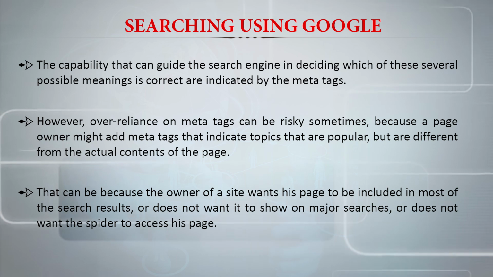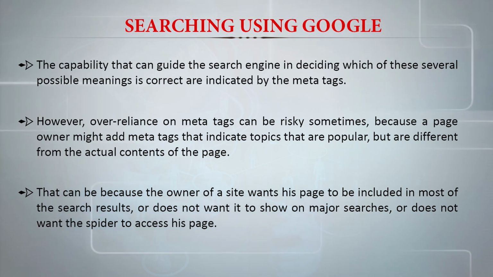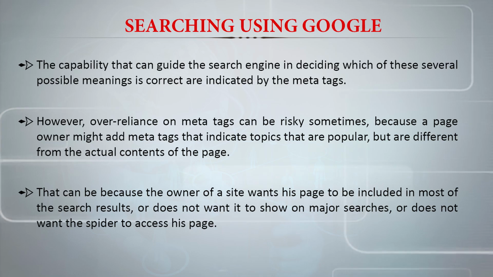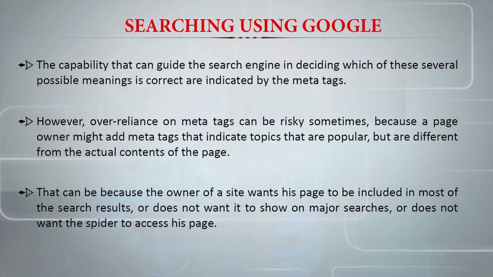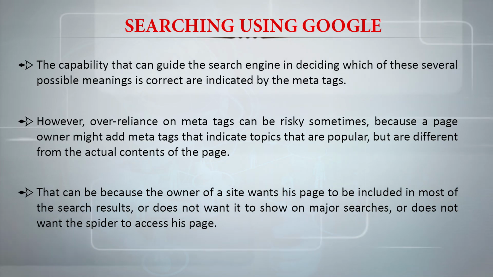That can be because the owner of a site wants his page to be included in most of the search results, or does not want it to show on major searches, or does not want the spider to access his page. So based on the desire, it is possible that the information, title or category is listed on major search engines so that they can directly find whether the information sought by any user is present in the information that is available readily with them.